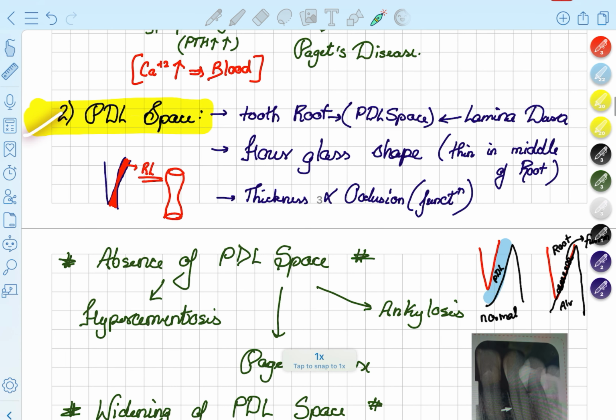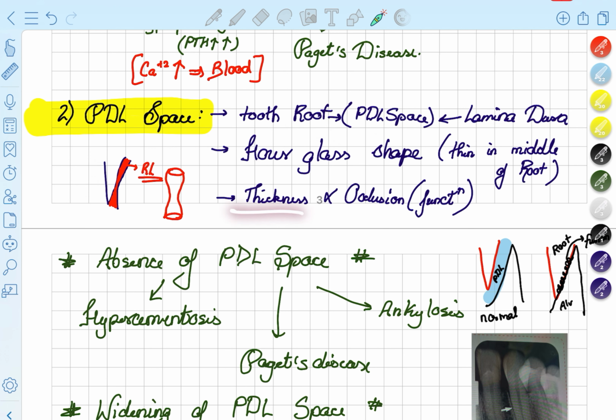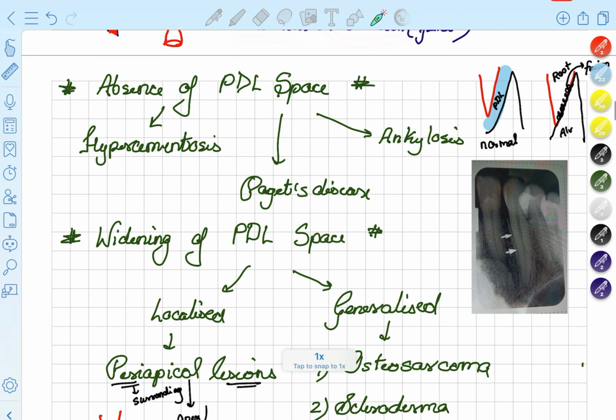The pedial space, as the name suggests, is the space where the periodontal ligament is located. So, the periodontal ligament is a radiolucent structure, as it is a soft tissue. How will it appear? Black on the radiograph. The space between the tooth root and lamina dura is the pedial space. How does it appear? As an hourglass shape. The thickness is directly proportional to the occlusion.